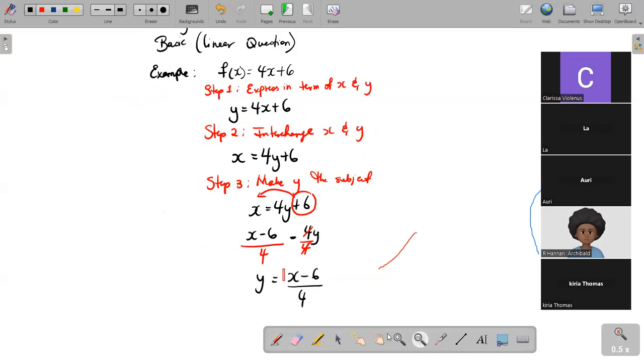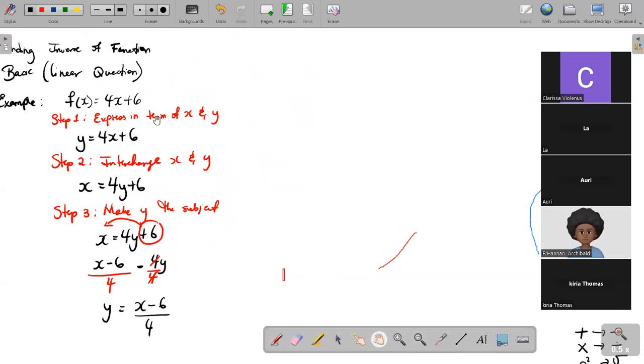Isn't that the opposite of what we started off with? At the beginning, we started off with plus 6. At the end, we ended up with minus 6. At the top, we had times 4. At the bottom, we had divided by 4. So everybody see how we know the answer is right?